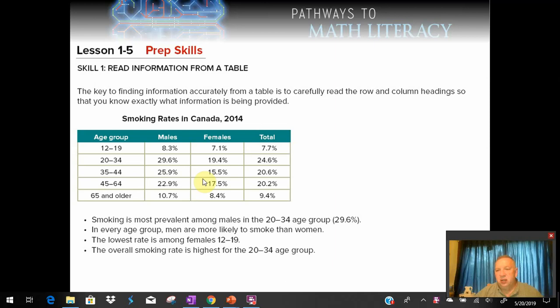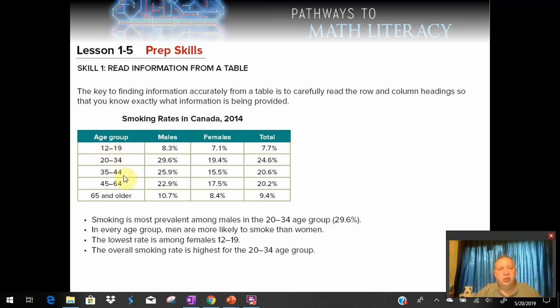So this thing is basically called a contingency table, so that we've got some age group here. Here's males, females, and total column information. This age group is basically telling us that they've broken this thing down into age groups. Here's the 12 to 19 age group. So the males aged 12 to 19, their smoking rate in Canada is 8.3%. Age group 12 to 19 for females is only 7.1%, which gives you a total of the population of 7.7%.